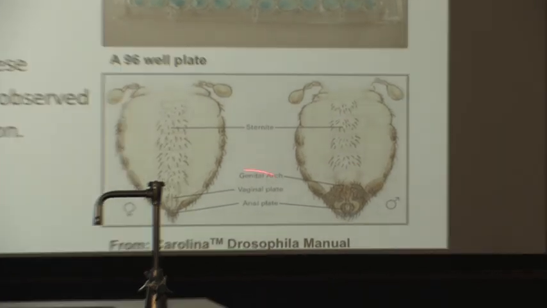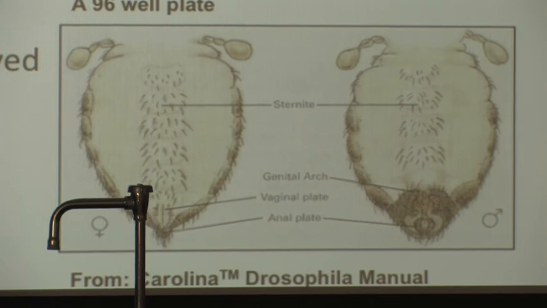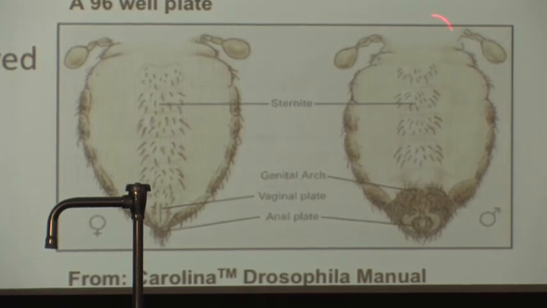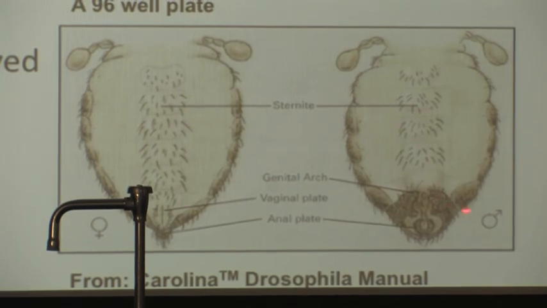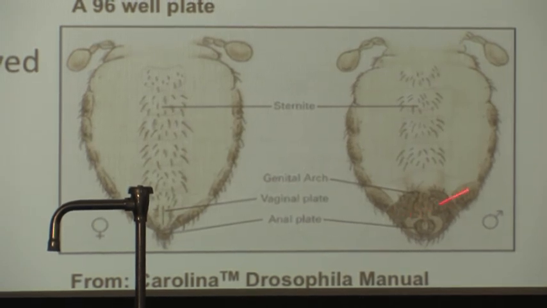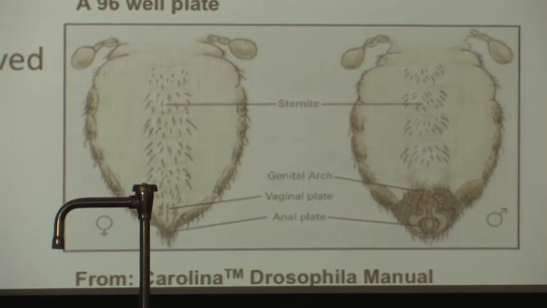This photo shows the difference between the female and male abdomen. The one on the right is the male Drosophila melanogaster. At the end of the abdomen, they have very black, dark bristles. So it's very easy for us to separate the males and females.